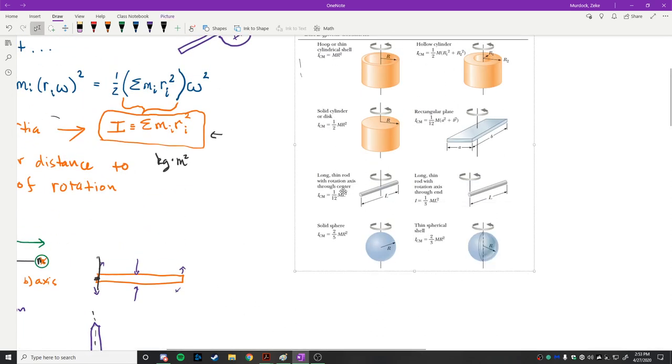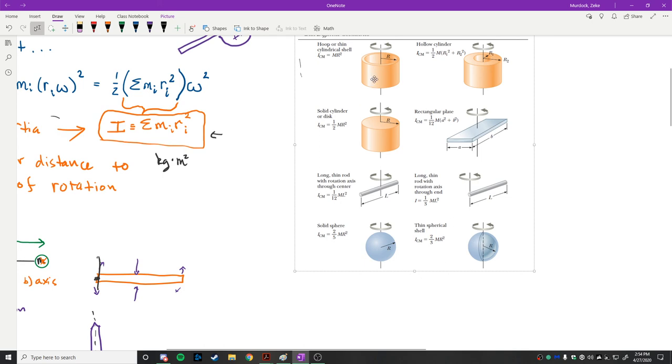Long, thin rod with rotation through center. That's not what we want, right? We want this one. Long, thin rod, rotation axis through end, 1/3 ml squared. Yep, that's how the table is derived. And we're going to derive the top three right here. We don't really need to derive the rectangular plate. I hope it's self-explanatory, but we're going to derive all these basically today.